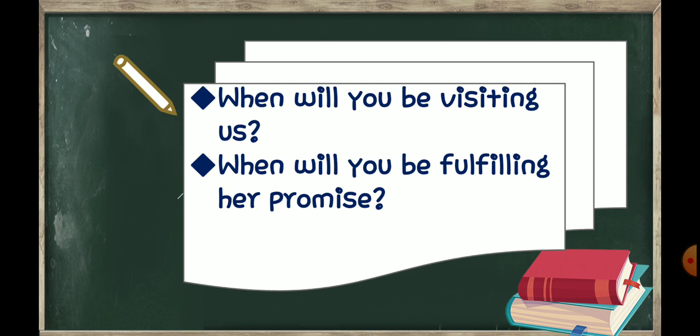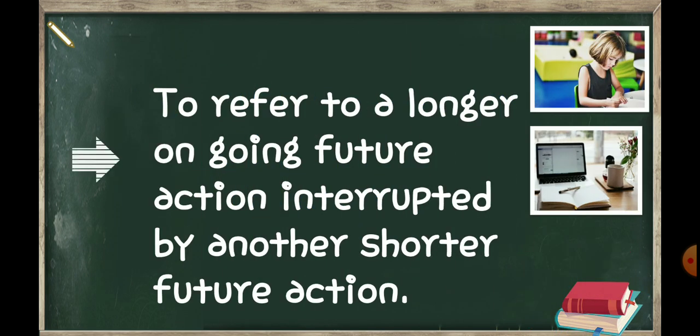Okay, guys? Now see the next thing. To refer to a longer ongoing future action interrupted by another shorter future action. In this sentence, we're going to discuss two actions, and both are going to take place in the future. One will be the longer action and the other will be the shorter action. For the longer action, you have to use the future continuous tense, and for the shorter action, you have to use the simple present tense. So one action will be in process when the other action happens.